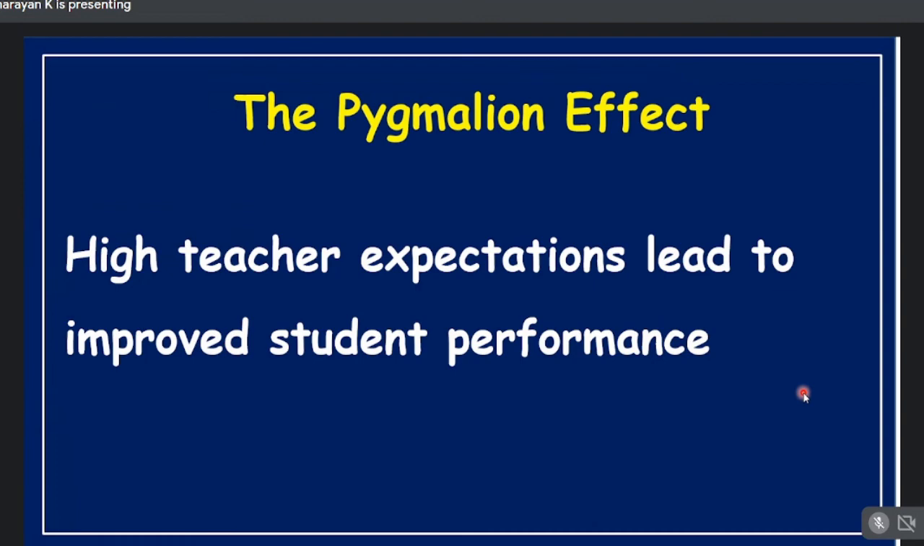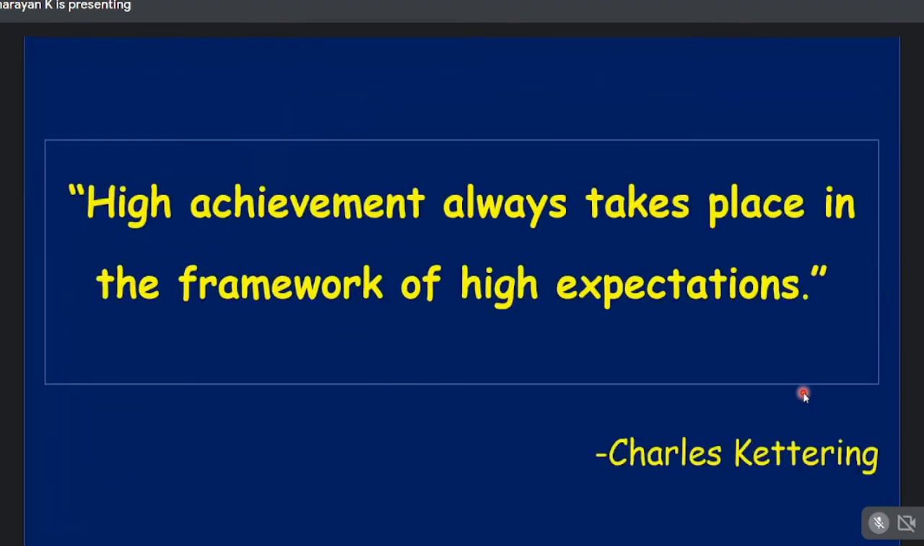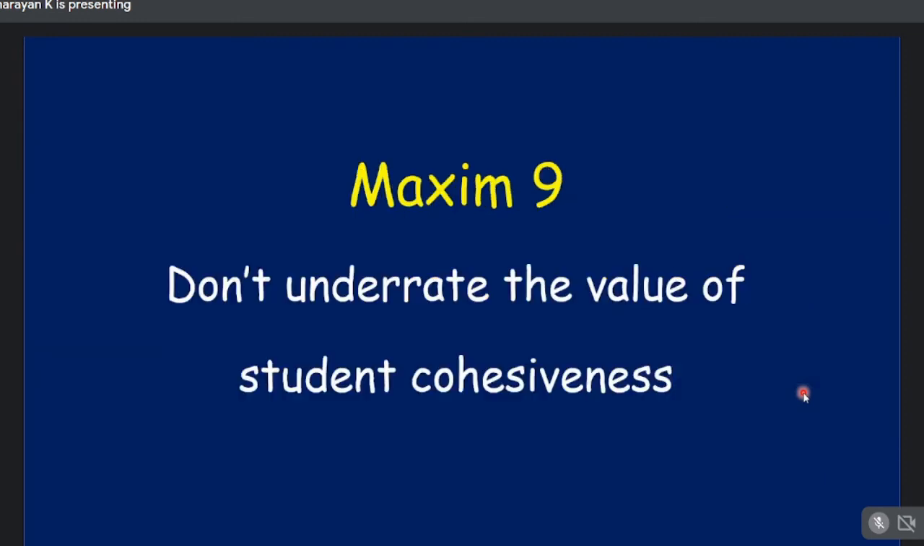It is important for us never to belittle them, never make them feel low. It is up to the teacher to elevate them, give them that joy and that spirit of learning through your encouragement. High achievement always takes place in the framework of high expectations. Ultimately, you set the expectations and they will reach for the stars.